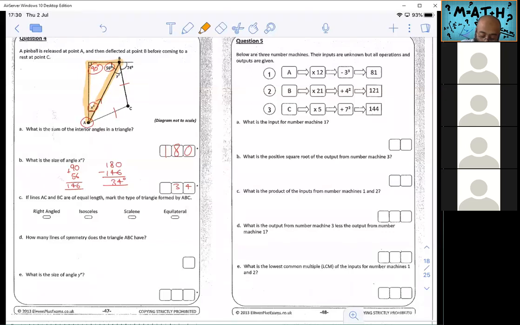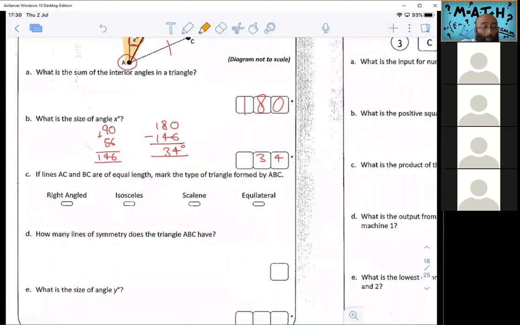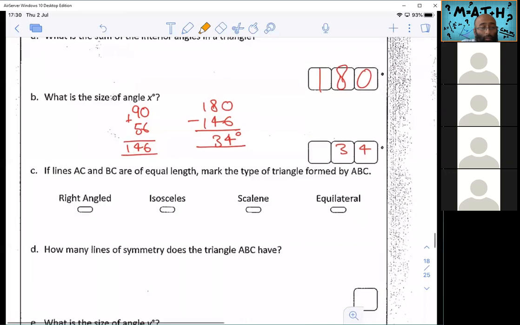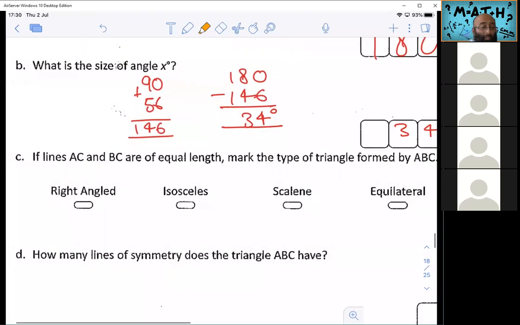Rhombus. Rhombus is not even there. What are you on about, man? You're giving me an answer that doesn't even exist. A rhombus is a 4-sided shape, and we're talking about triangles, man. Get a grip, Mr. Ayan.